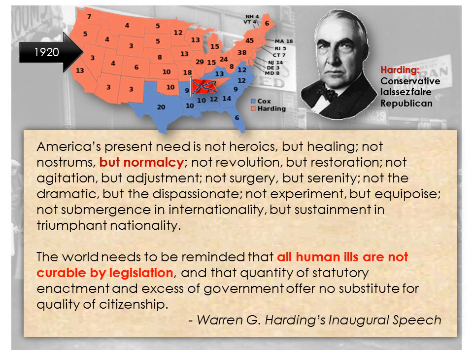He's talking to those progressives who tried to fix the world through the extension and empowerment of government, whether it be state or local or city or national. He's saying that, look, we've got some problems in this world that government cannot fix. And he goes on, and that the quality of statutory enactment and the excess of government offer no substitute for the quality of citizen. Now I can hear some of you Tea Party people out there applauding.